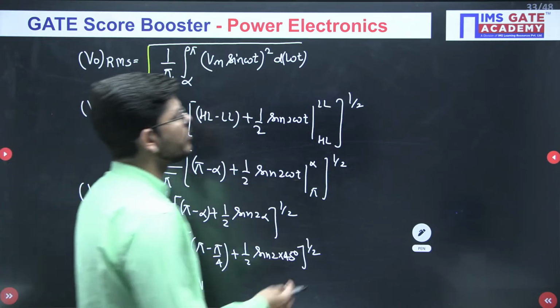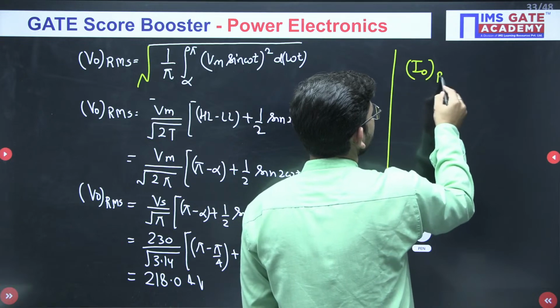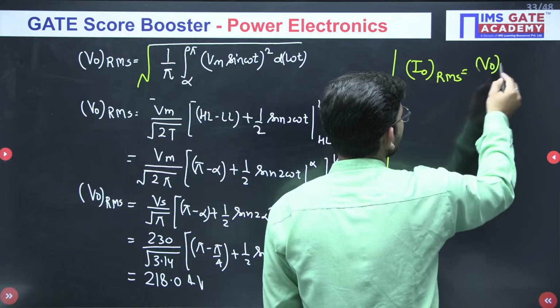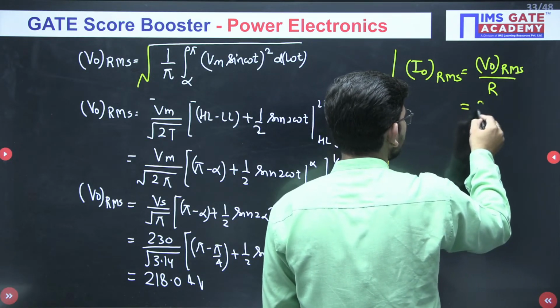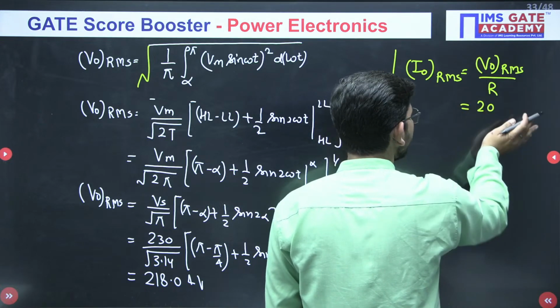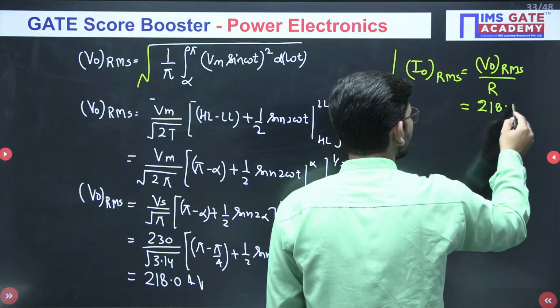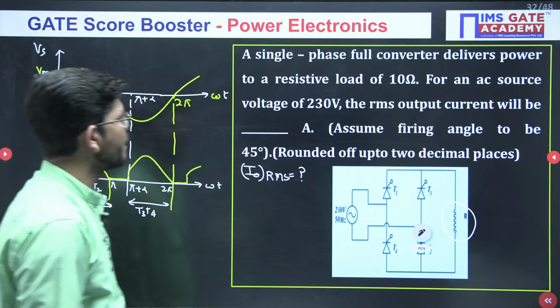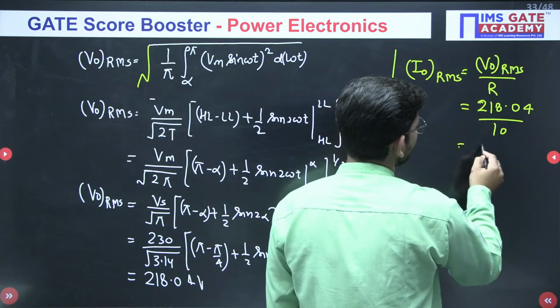Okay, this will be the voltage. Once you have obtained the voltage, the RMS value of current will be what? The RMS value of current will be the RMS value of voltage divided by the impedance, which is resistance only here. So 208.04 divided by the resistance value, which is how much? 10 ohm. Okay, so we will write 10 here, and what we will get?